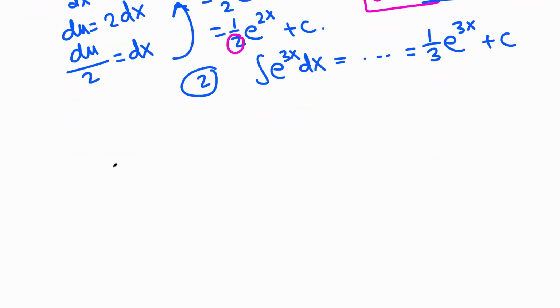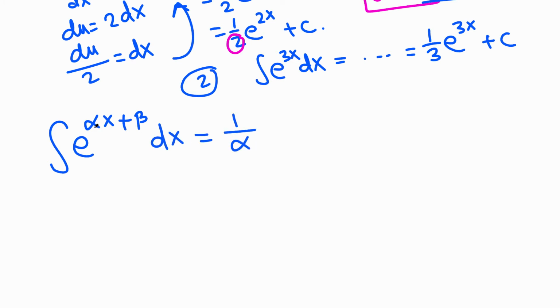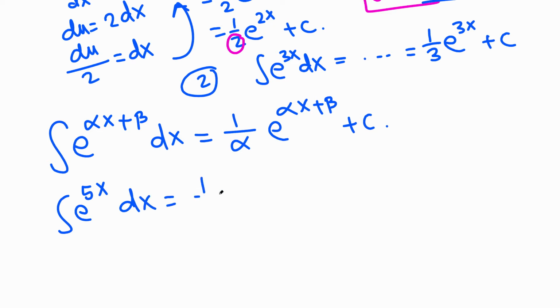So let me give you a general formula here. When we have e raised to a number alpha x plus another number beta, when we take the derivative of this with respect to x, just alpha survives, right? So the integral will be simply 1 over alpha times e raised to alpha x plus beta, plus c. Like when we have e raised to 5x, this will be 1 over 5 e raised to 5x.